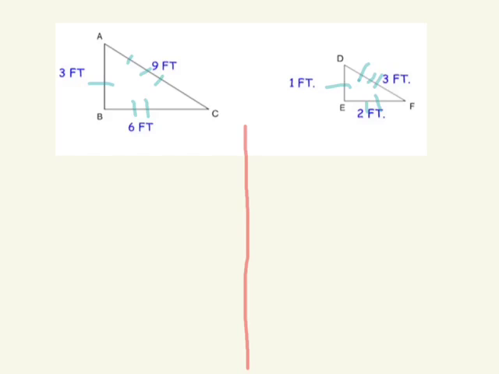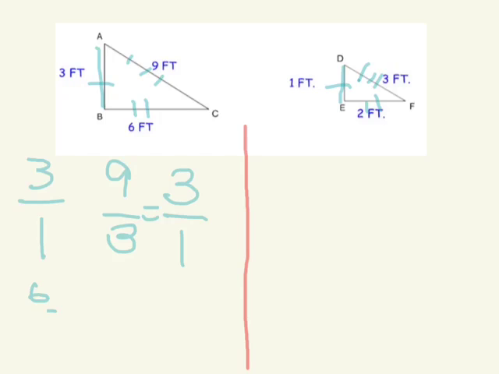So I'm going to take the side AB and the corresponding side DE, and I'm going to make a ratio 3/1. And it already is simplified. It's 3/1. I could have done any of the sides though. I could have done AC to DF, which was 9/3. When I simplify that, you could see that that's 3/1. Or I could have done BC over EF, which is 6/2. And again, when I simplify that, I get 3/1.